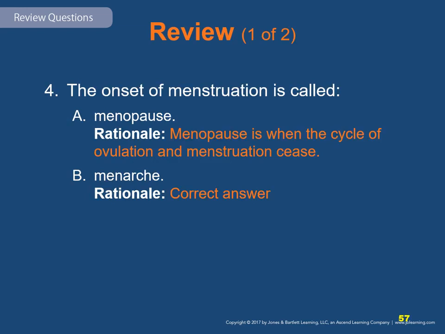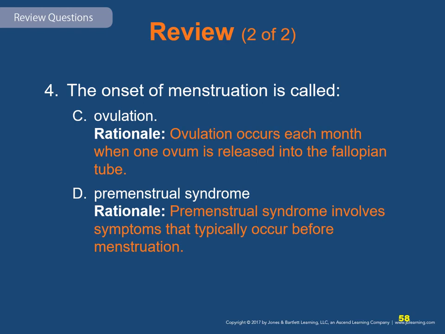Menopause is when the cycle of ovulation and menstruation ceases. B is the correct answer. Ovulation occurs each month when one ovum is released into the fallopian tube. D. Premenstrual syndrome involves symptoms that typically occur before menstruation.